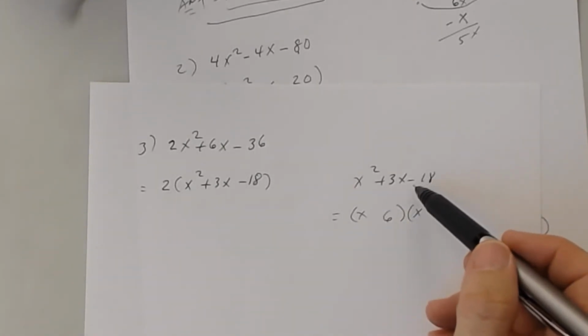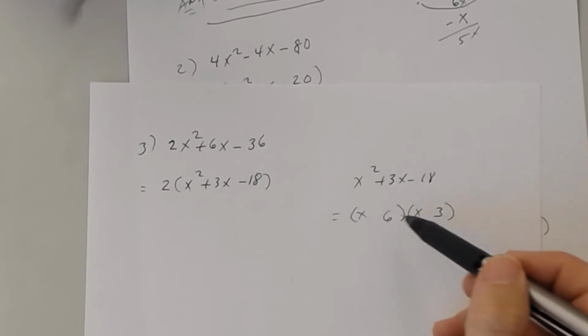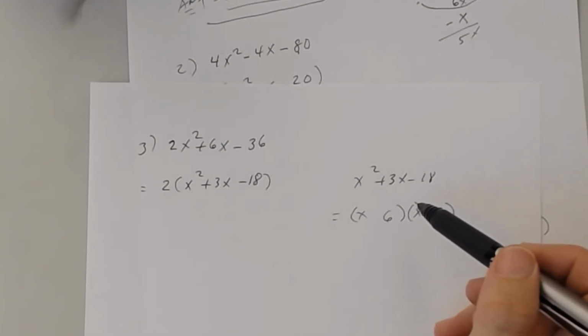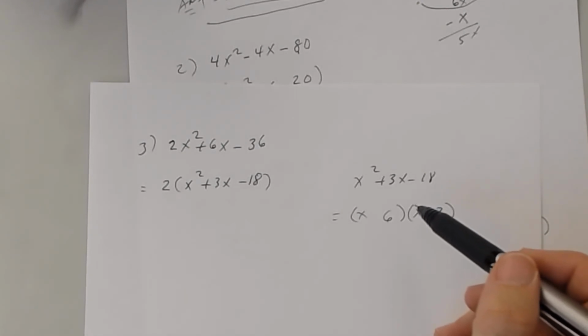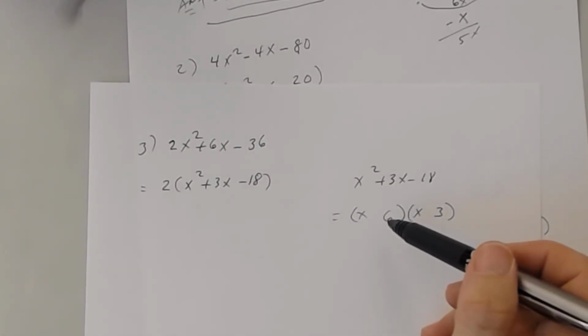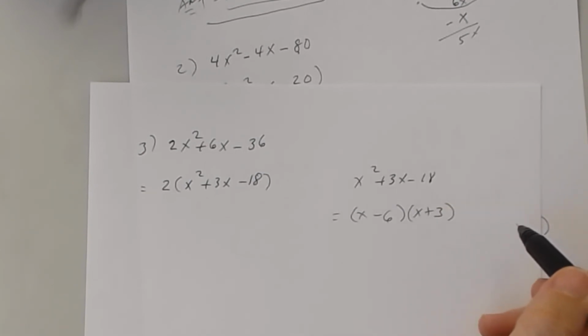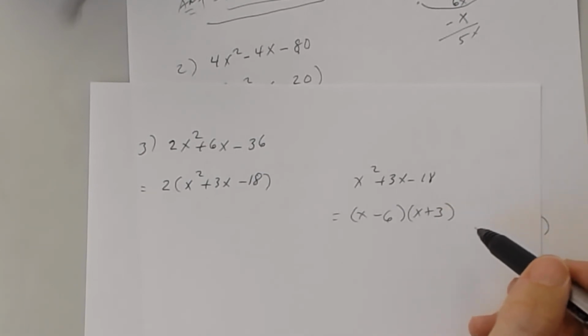The last sign is negative. These signs in here have to be different. Now let me say this. Obviously some of you know which one it is right away, but some of you will not. So you put something. Let's say you put this minus, this plus. You got to check, right?